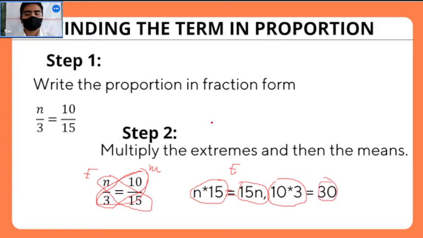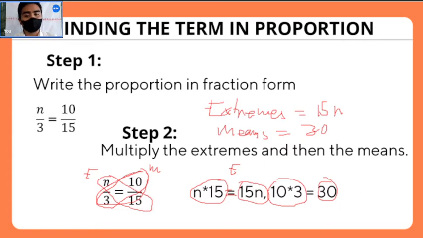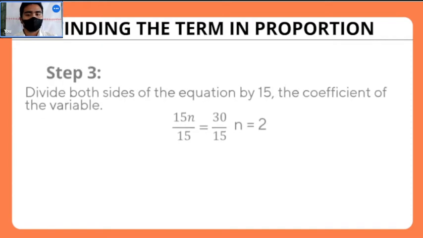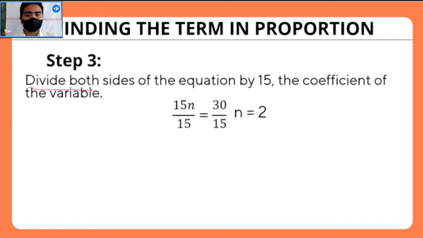So, for our extremes, we have the value of 15n. And our means, we have the value of 30. Now, if we have the value already, what is the third step? What's the next step, Sir Jai? The third step is divide both sides of the equation by 15.